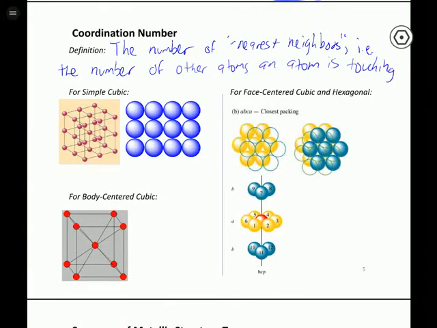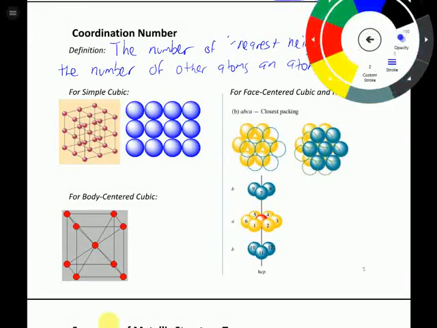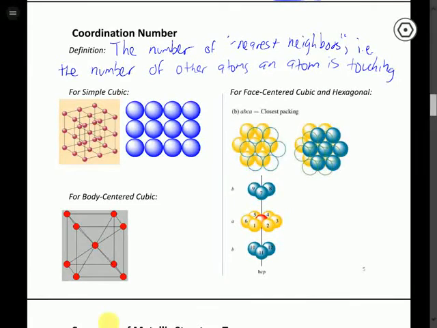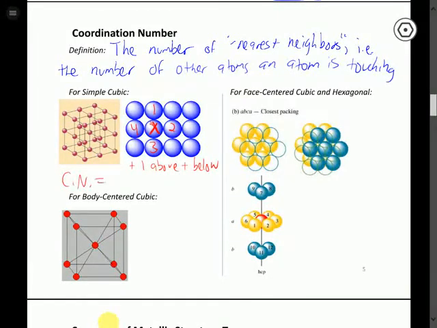Okay, so for some of these it's pretty easy to visualize, others not as easy. But if we look at the simple cubic structure, let's see how many nearest neighbor atoms this one has here, which I've marked with an X. In the same layer as it, there's 4 atoms that are touching it: 1, 2, 3, 4. Then we also have plus 1 above and below. So there's a layer right above it that's going to be touching it, and a layer right below it that's going to have an atom touching it. So in total, the coordination number is 6 for simple cubic. That means there's 6 atoms touching each other atom in the structure.